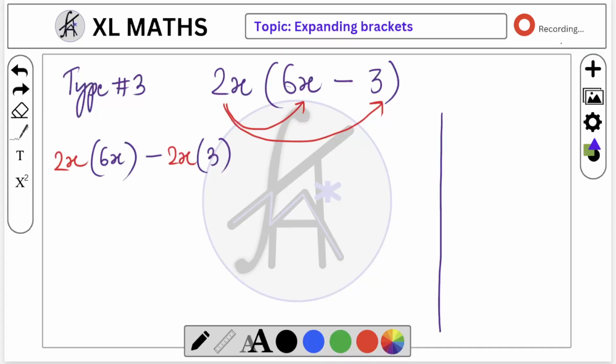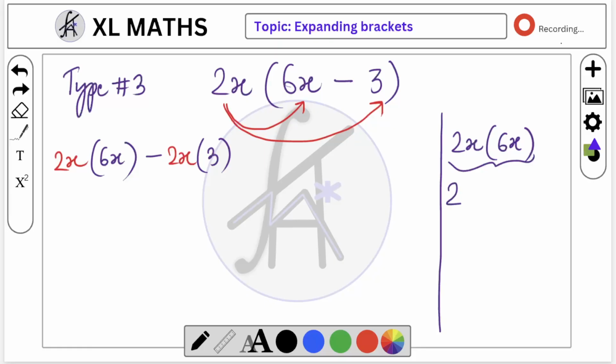So it is 2x times 6x. How do we solve these types of questions? Because it's a bracket, that means everything is multiplying. Are you clear? We don't have any other operator symbol here, plus, minus, nothing. We just have a bracket there, that means multiply.